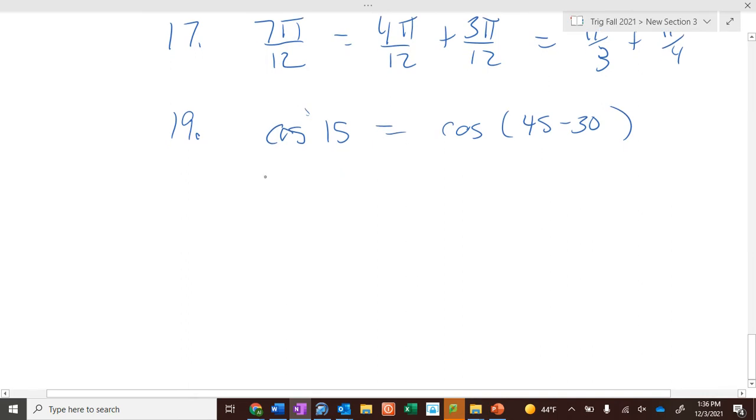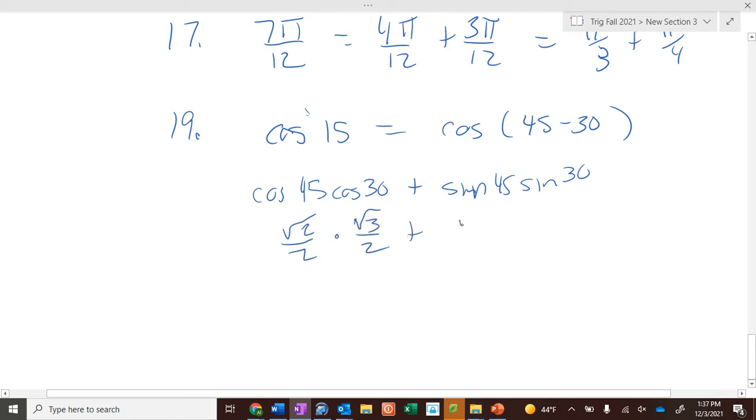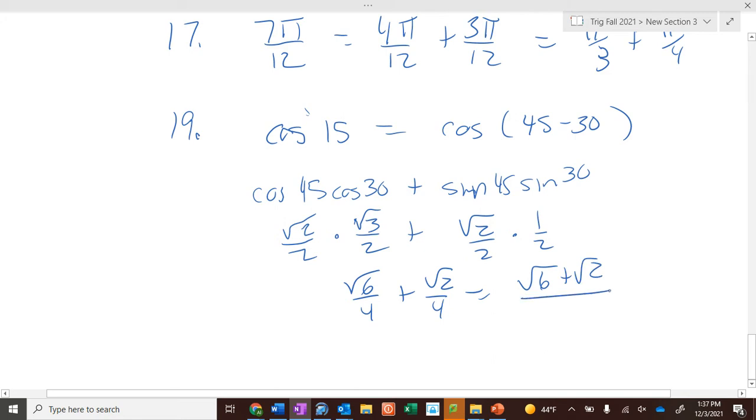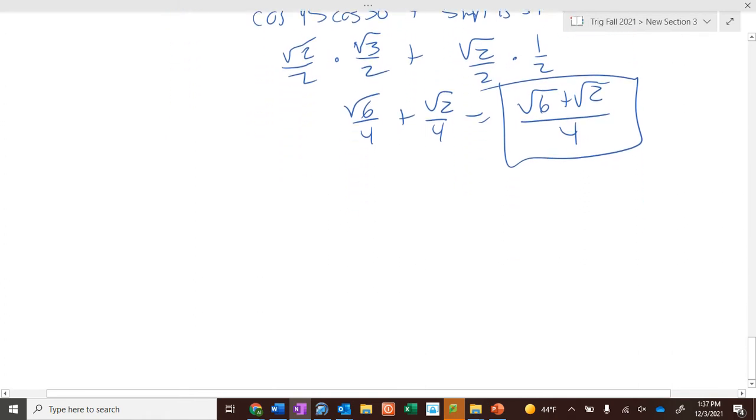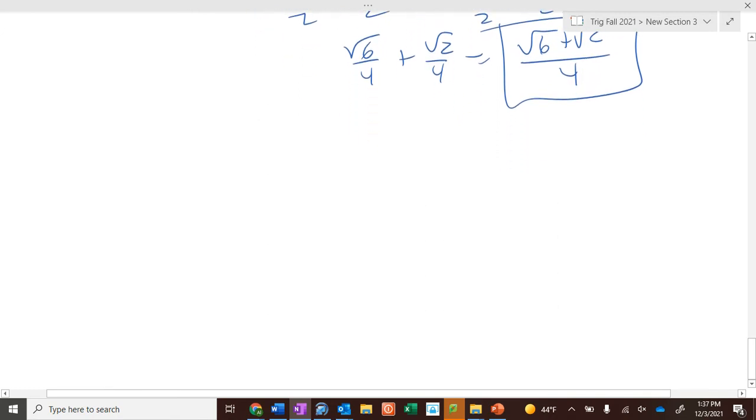Okay, let's do cosine of 45 minus 30, which is cosine of 45, cosine of 30, plus sine of 45, sine of 30, which is square root of 2 over 2 times square root of 3 over 2 plus square root of 2 over 2 times 1/2, which is the square root of 6 over 4 plus the square root of 2 over 4, which is the square root of 6 plus the square root of 2 all over 4. Bada bing, bada boom. It's done. Okay? So 19 through 25, right? So the next 3 problems are just like that.